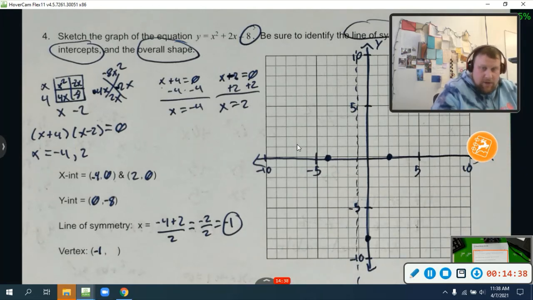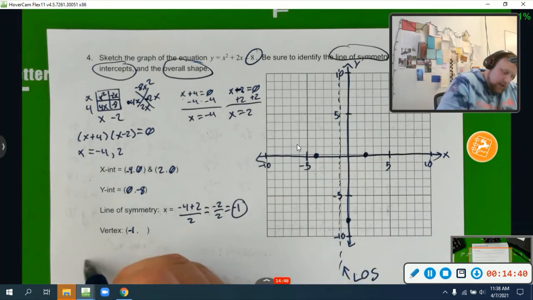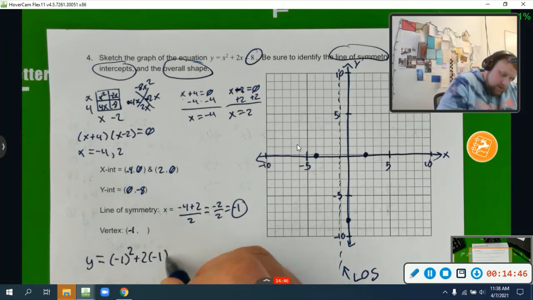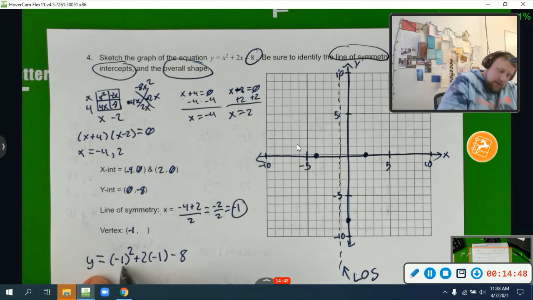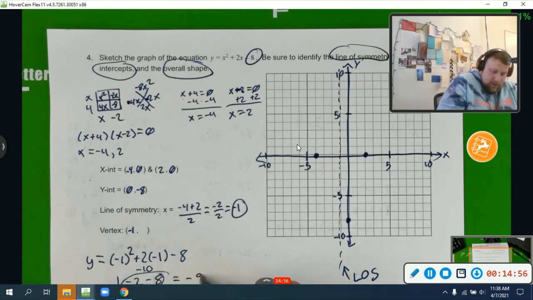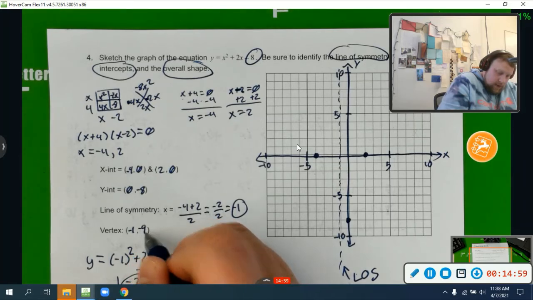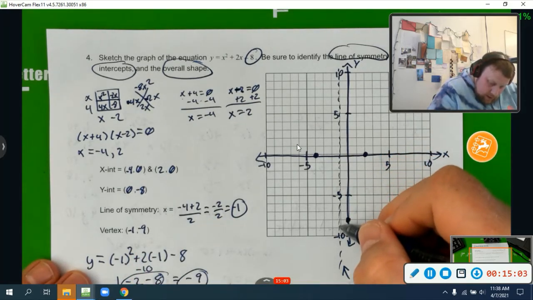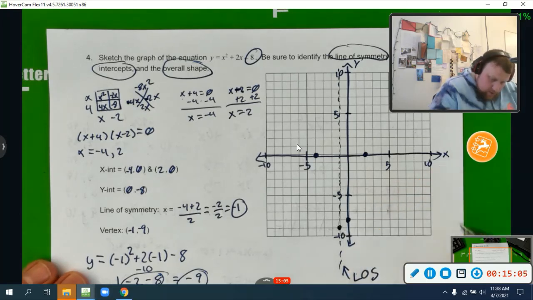And how do I finish off this process? Well, I'm going to plug it in. Y equals negative 1 squared plus 2 times negative 1 minus 8. Negative 1 squared is 1. 2 times negative 1 is minus 2, minus 8. This is minus 10. And what's 1 minus 10? It equals negative 9. So negative 9 up here. Let's go to negative 1, negative 9, right here.